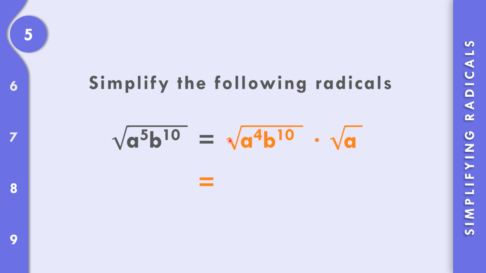4 divided by 2, that is 2. Copy the base a and then square. How about b? 10 divided by 2 is 5. So copy the base b and then 5. And then we have now the square root of a. The value of the exponent is 1. The index is 2. So the index is higher than the exponent. So let us copy. Square root of a. So the final answer, a squared b to the 5th power square root of a.